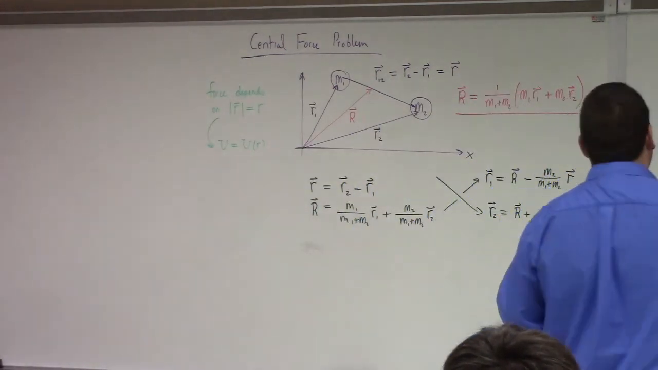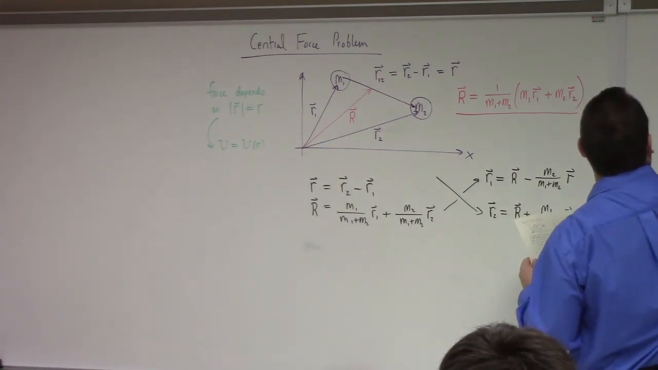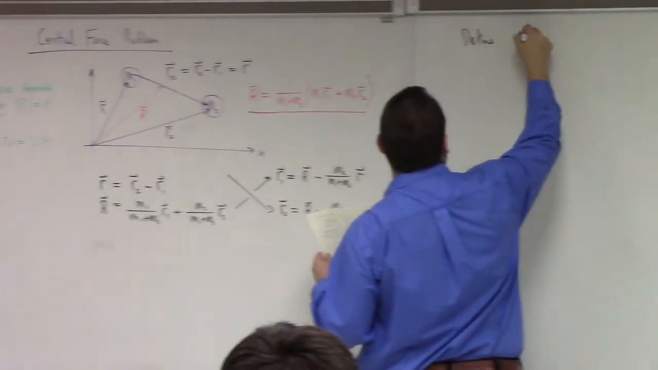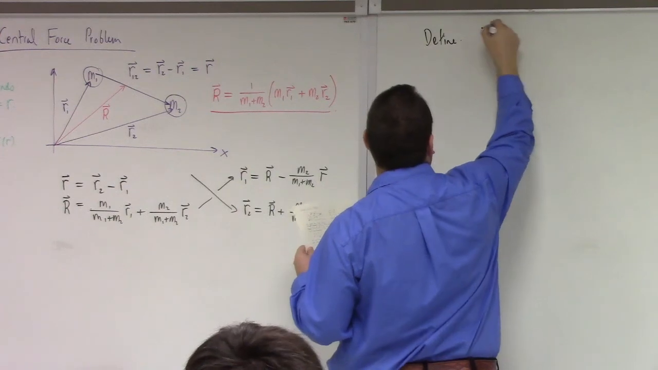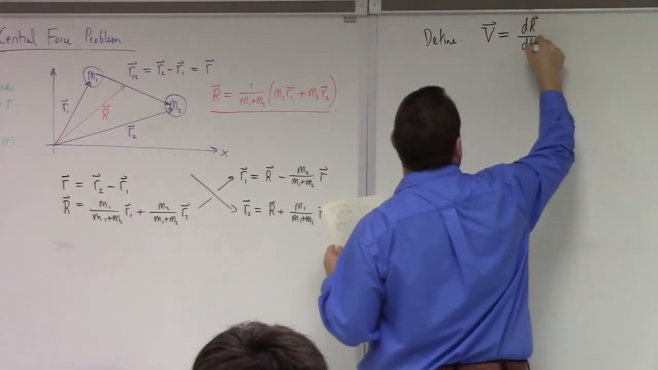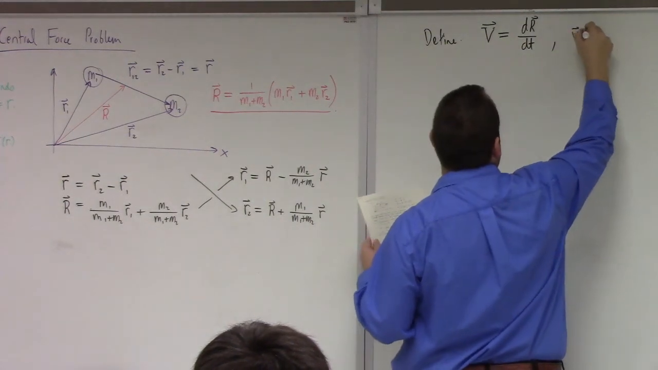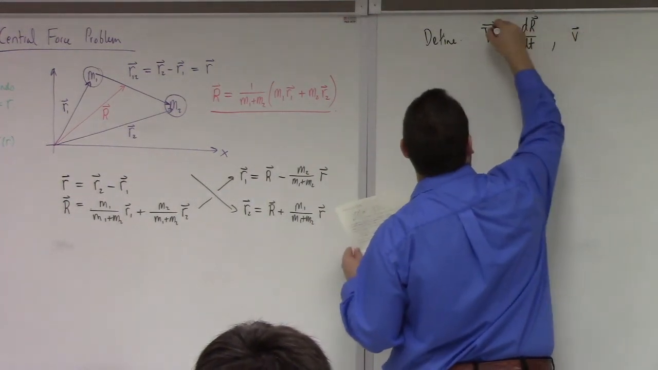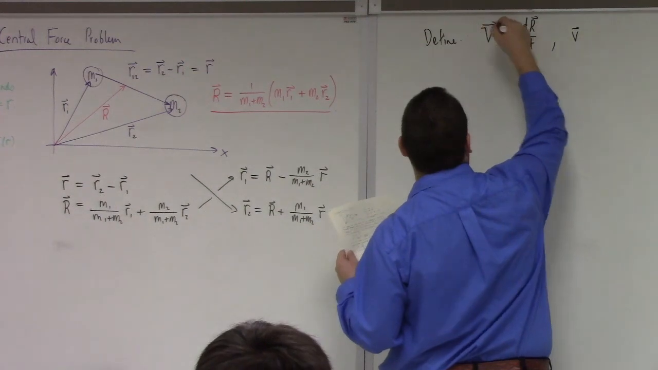So once you know that, you can define the velocity of the center of mass, big V, is dR/dt, and you can talk about the relative velocity, little v. See, my big V has the little things on top, right? Little v doesn't.